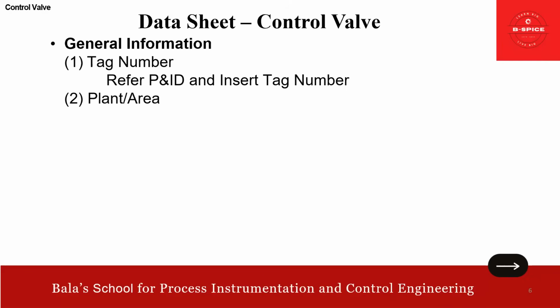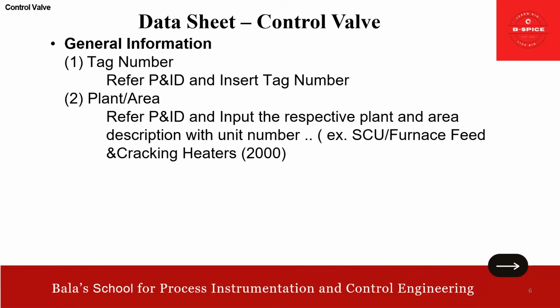Then plant and area, where can we get it? Again, refer to the P&ID and input the respective plant area and area description with unique number. That's why I told you earlier in the beginning of the video, you have to refer to the P&ID. Better to go and read that so that you will know how to read the P&ID and where we can plug in all this data. So for example, in this case, plant area, for example, SCU. What is that SCU? Furnace feed, cracking, heater. SCU here is steam cracker unit.